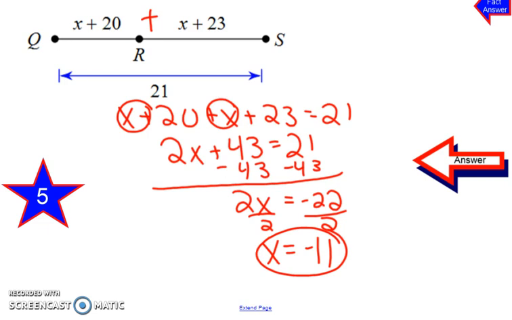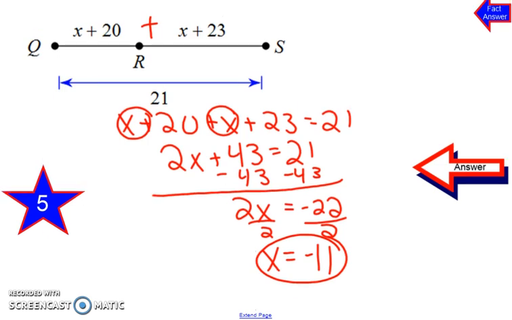And again, it's important to remember, if you're solving for a line segment, you shouldn't get a negative line segment. We can't have a negative distance. But because we're solving for x, x can be negative.